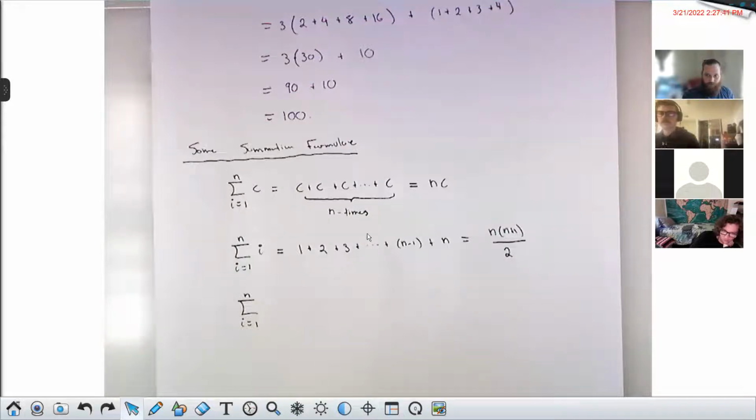So does this formula still work if n is odd? The answer there is yes. And if you can explain why, then you'll have a nice deep understanding of this formula. It's a good thing to play with.